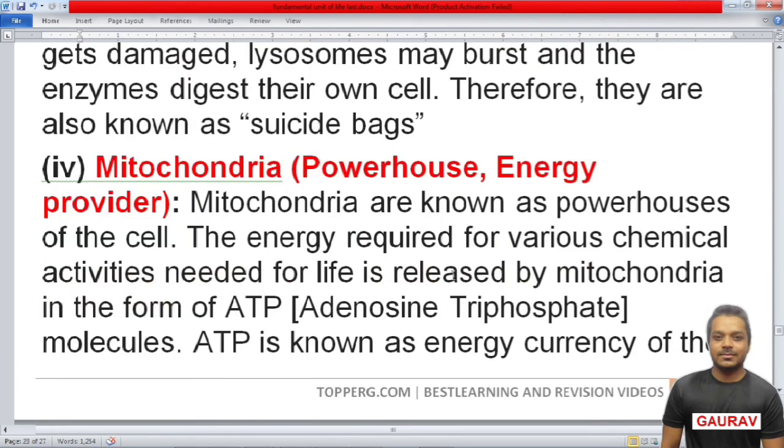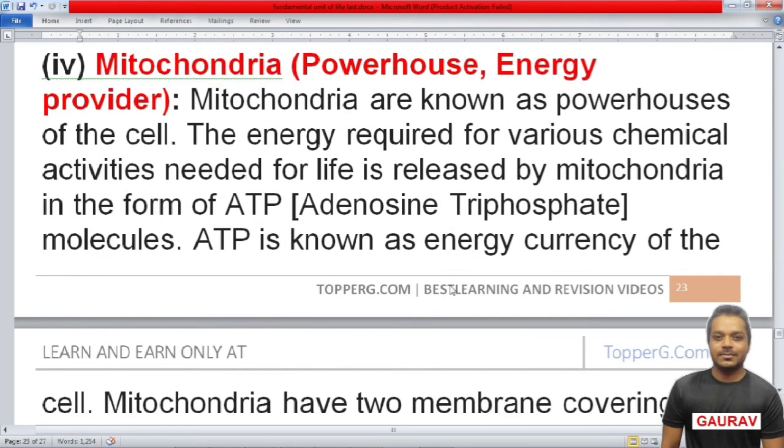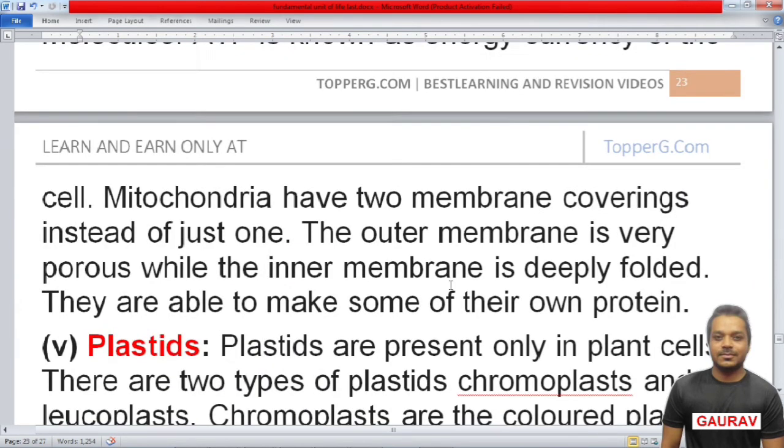Mitochondria, powerhouse, energy provider. Mitochondria are known as the powerhouses of the cell. The energy required for various chemical activities needed for life is released by mitochondria in the form of ATP, adenosine triphosphate molecules. ATP is known as the energy currency of the cell.